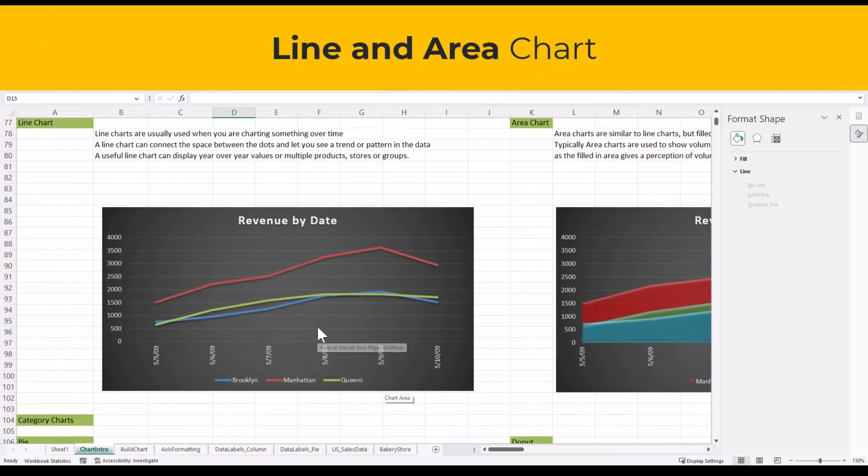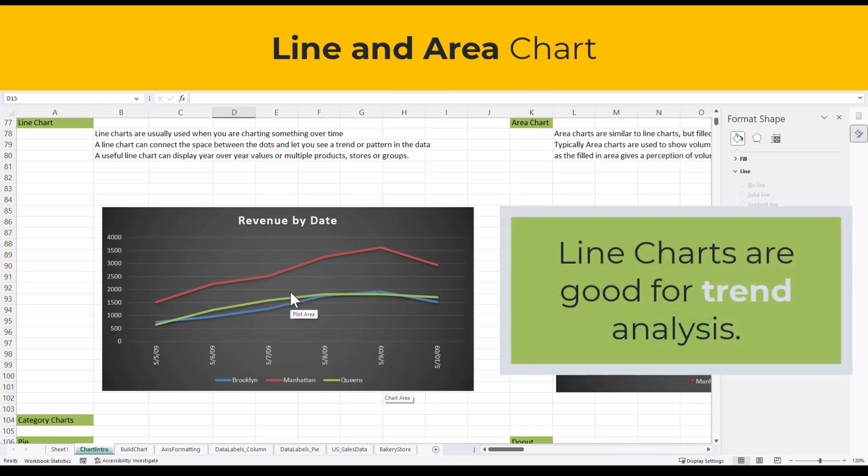Now, line charts are usually used when you're trying to establish a trend or a pattern. And most of the time, they're used with dates, whether it's dates or weeks or months or quarters. What the line chart does is it takes one of your data points and connects it to the next one so that we see visually the pattern of the trend the data is going in. And we see throughout the week, we get more and more revenue up until Thursday, then it drops off slightly on Friday. Really easy to see that comparison across different data series, which would be Brooklyn, Manhattan, and Queens.